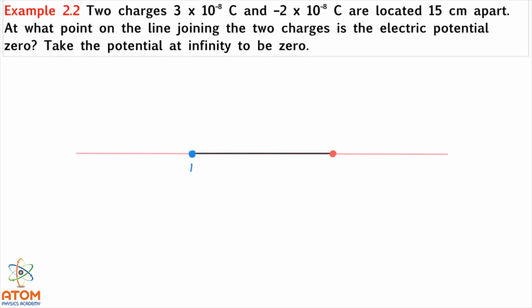Now see this arrangement. This is positive charge and here is negative charge. Let me name this as Q1 and this as Q2, where Q1 is the positive charge, that means it is 3 into 10 raised to minus 8 coulomb, and Q2 is the negative charge, so it is minus 2 into 10 raised to minus 8 coulomb. This is the condition. Now we need to find out where the potential will be 0.